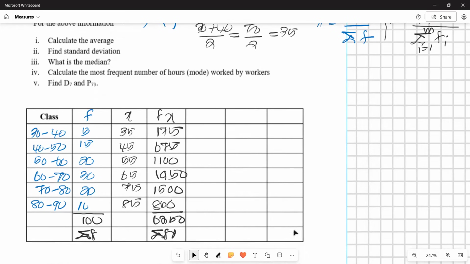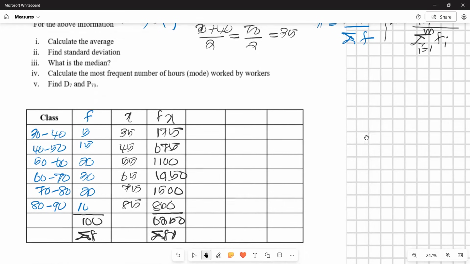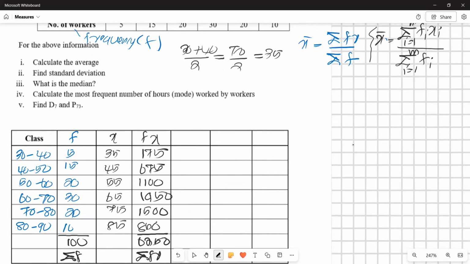Now you can go for the formula. Substitute these amounts, either the left hand side or the right hand side. Sigma fx is 6,250 divided by 100. The IT people, you write the right hand side formula and come here. This is 62.5, the average, the mean. That is the first part.